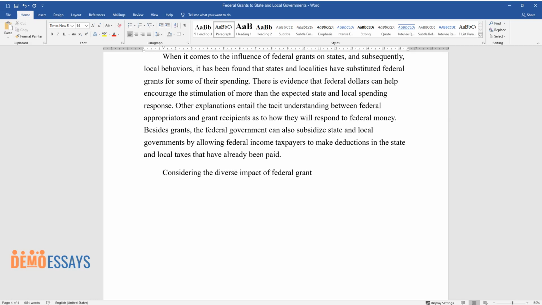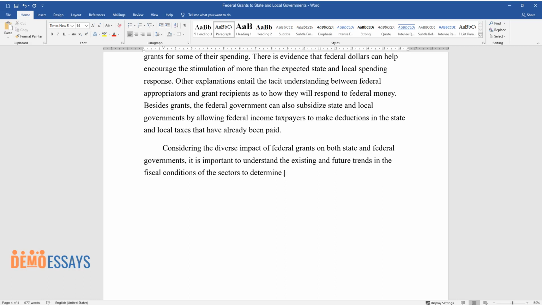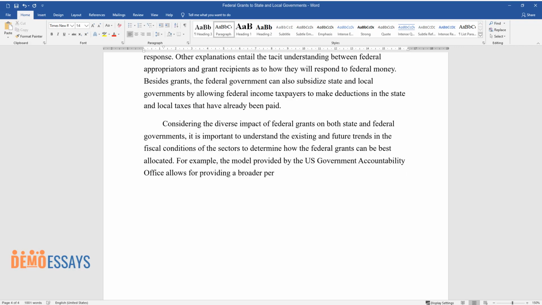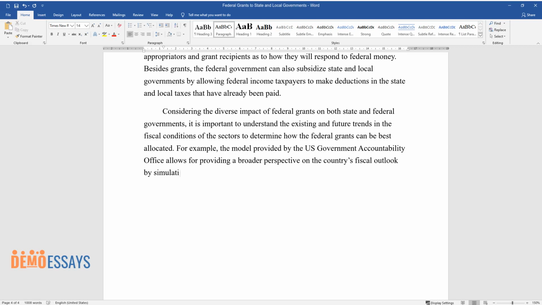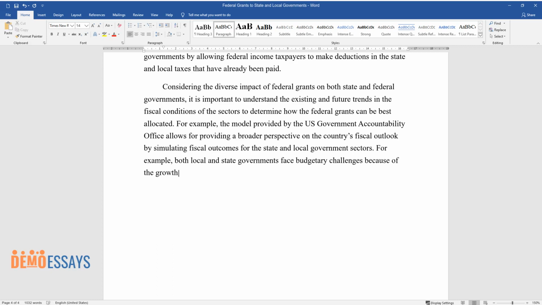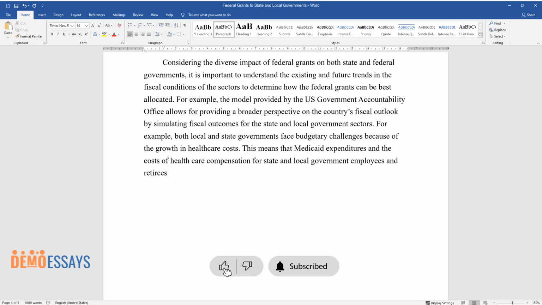Considering the diverse impact of federal grants on both state and federal governments, it is important to understand the existing and future trends in the fiscal conditions of the sectors to determine how the federal grants can be best allocated. For example, the model provided by the U.S. Government Accountability Office allows for providing a broader perspective on the country's fiscal outlook by simulating fiscal outcomes for the state and local government sectors. For example, both local and state governments face budgetary challenges because of the growth in healthcare costs. This means that Medicaid expenditures and the costs of healthcare compensation for state and local government employees and retirees are projected to grow at a rate that exceeds the GDP of the country.